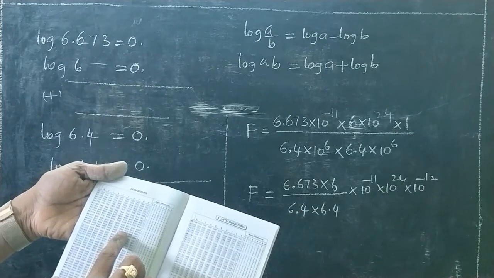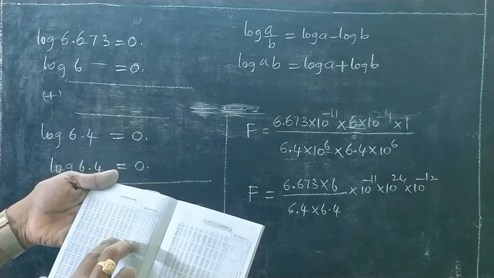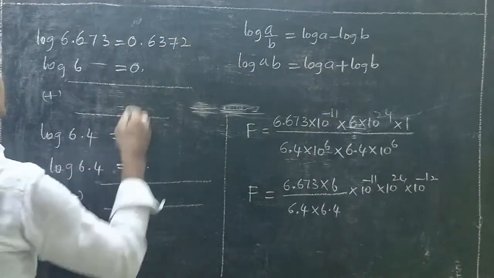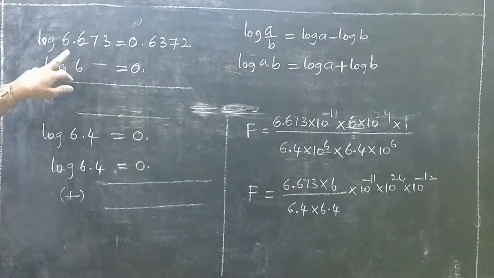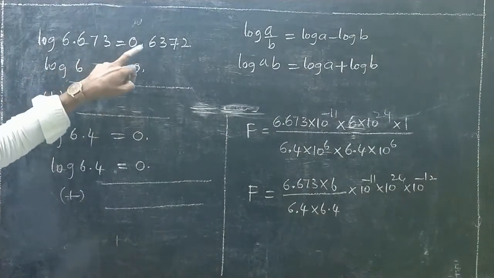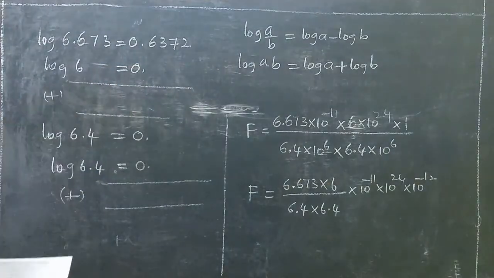For 66, 7, the value is 6370, and add 2, which gives 6372. That is the value of the logarithm of 66, 7, with mean difference 3. So 6372. Next, here only one digit.